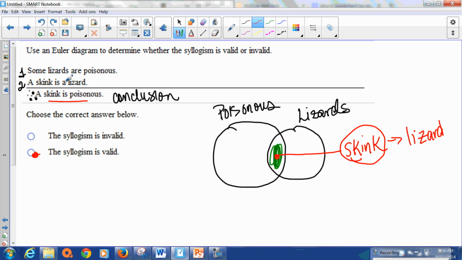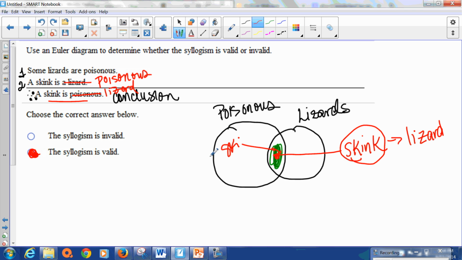Now, if it said the skink is poisonous, and this guy is a lizard, I couldn't make that conclusion either, because it would just be the same thing on the other side. Is the skink here, or is it in here? That's also a lizard, because there's lots of things that are poisonous. Spiders, I can't think of anything else, but there's lots of stuff that is also poisonous.